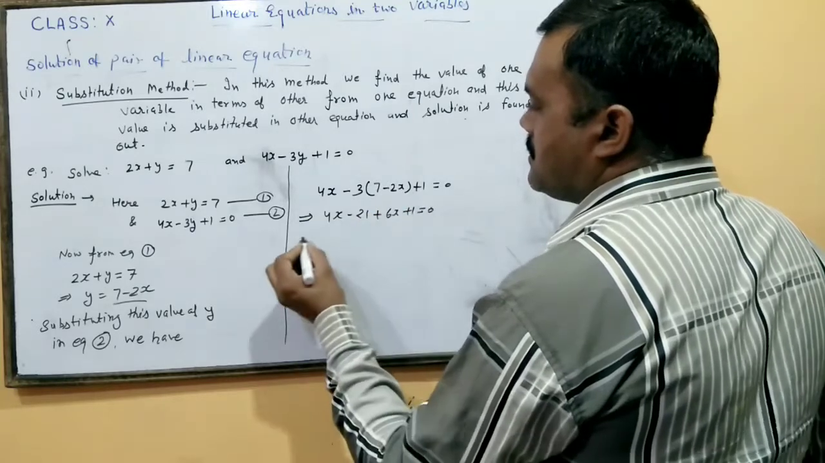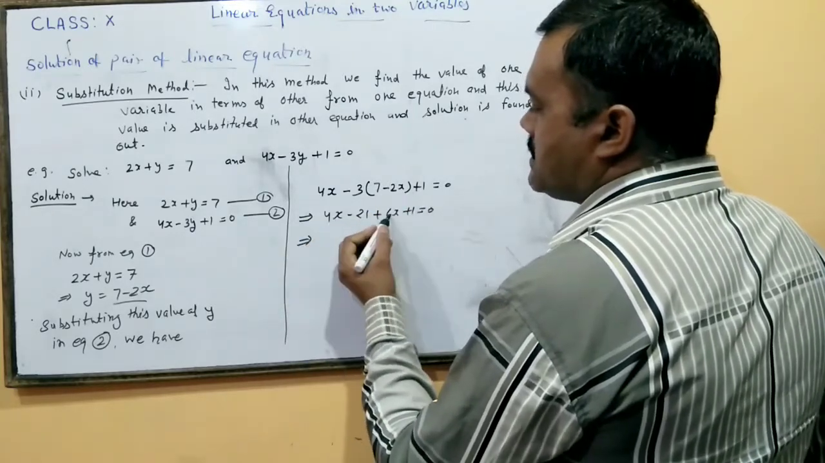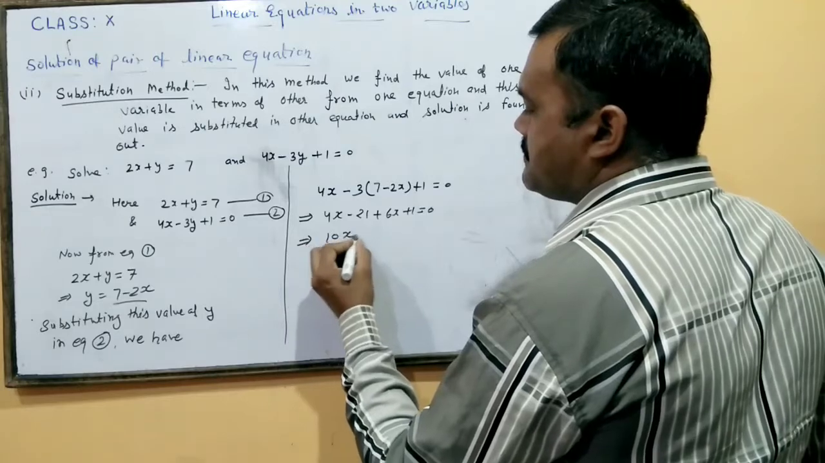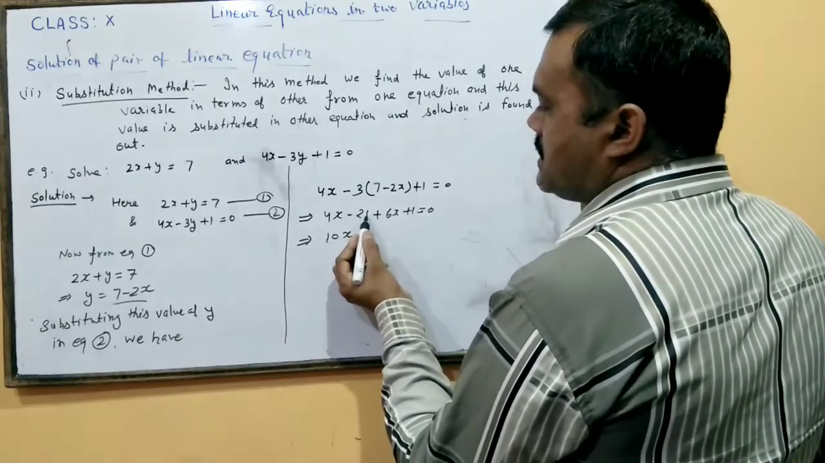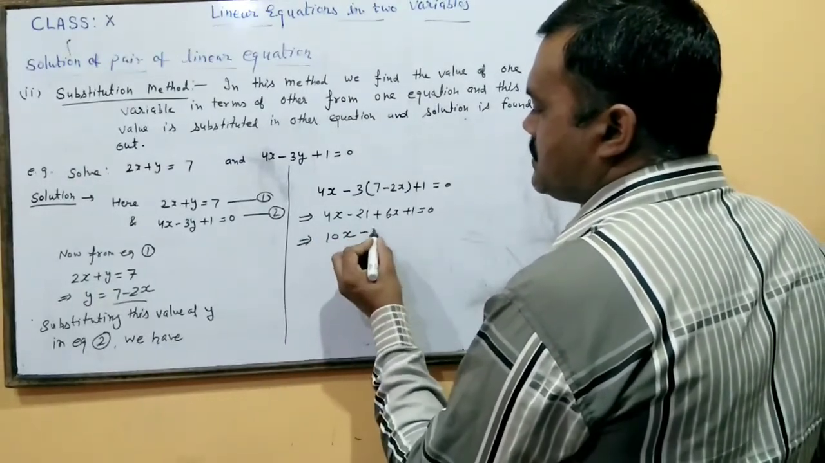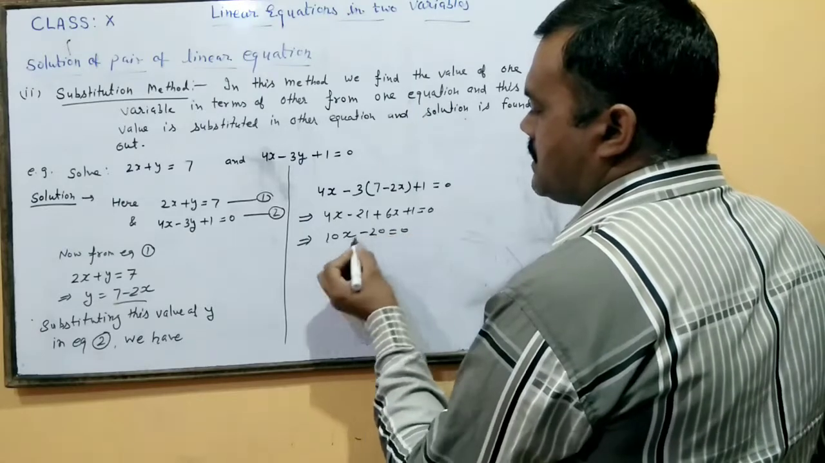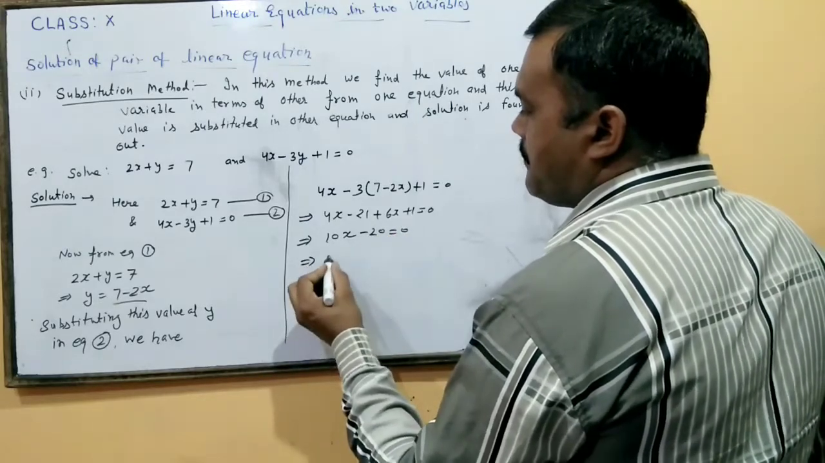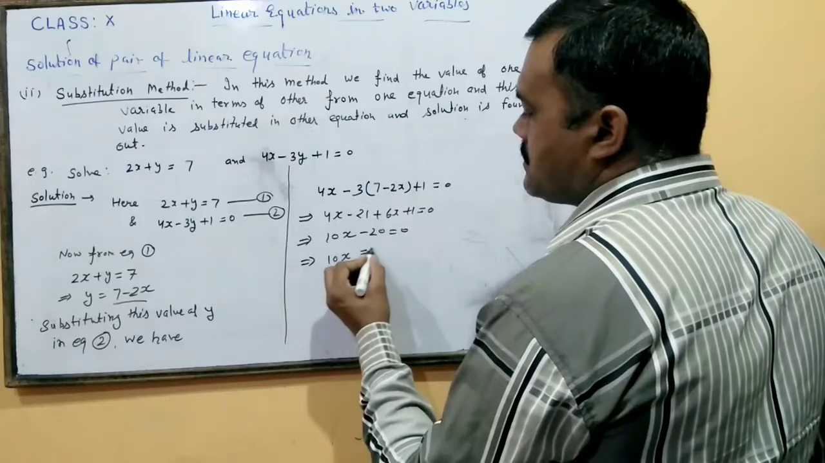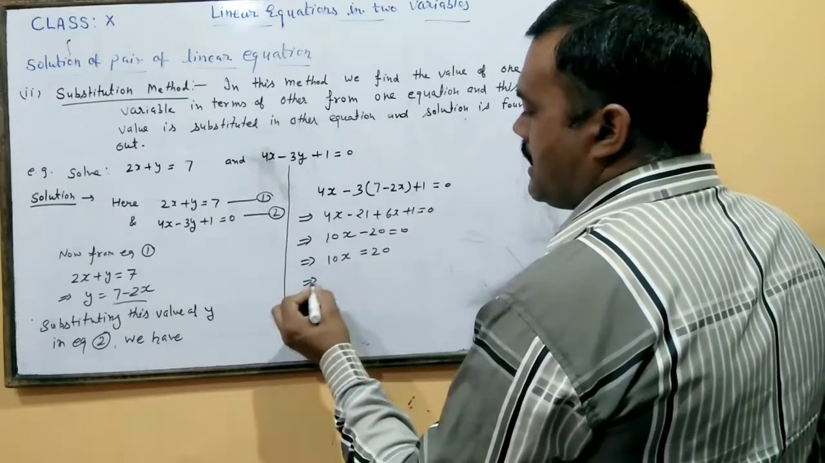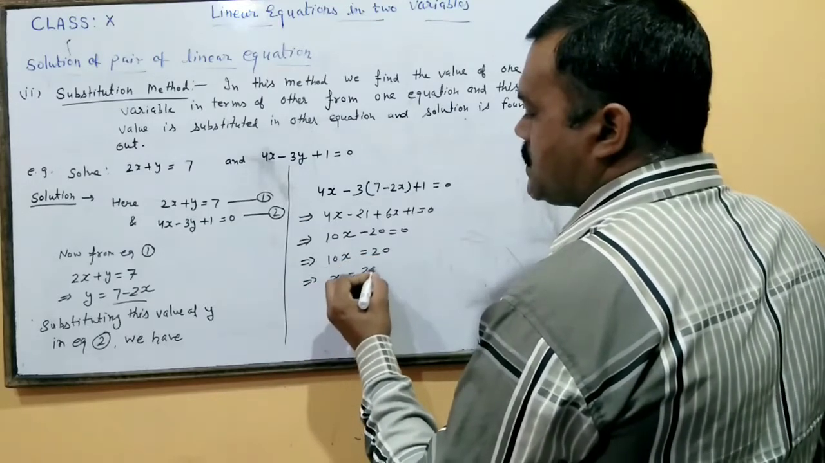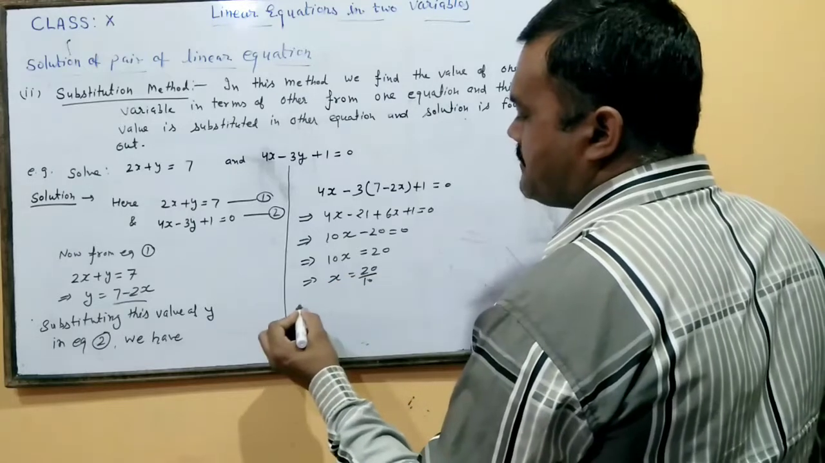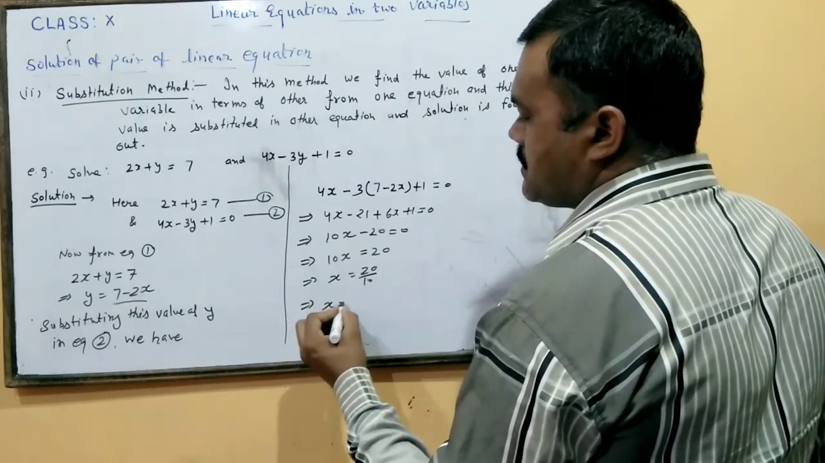is equal to 0. Then you have 4x and 6x, 10x, and this is 21 and this is plus 1, so minus 20 is equal to 0. Take this 20 to the right hand side, transposing terms, 10x is equal to 20, then x will be 20 upon 10, or x is equal to 2.